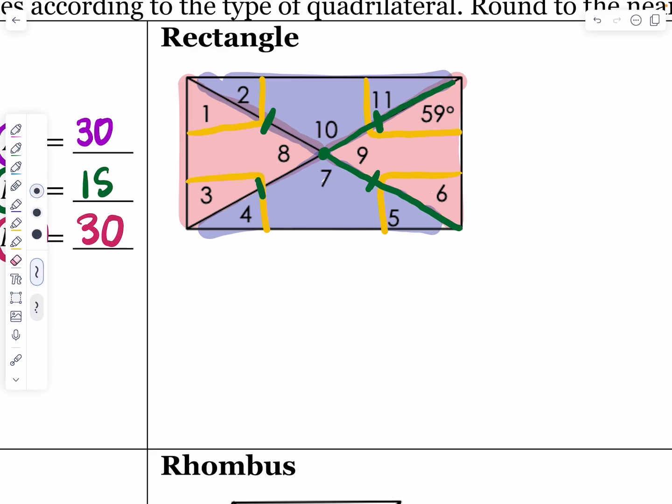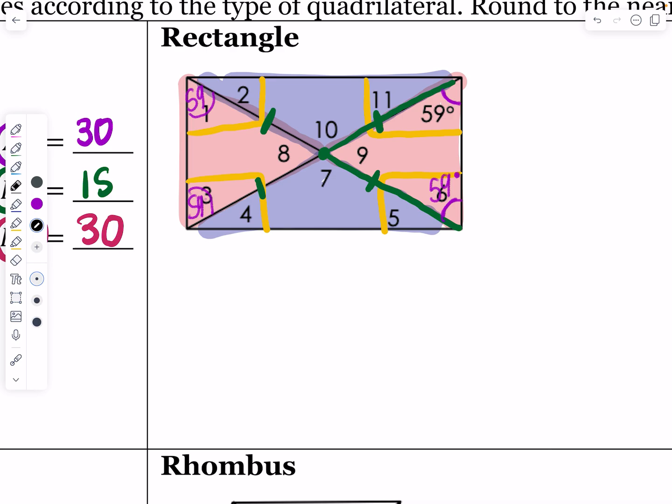And so if this one right here is 59, if I know that this angle is 59, who else is 59? Angle 6 would be 59, because those are base angles, those are congruent, which means that angle 1 is going to be 59 degrees, and angle 3 is going to be 59 degrees. So all four of those are 59 degrees.